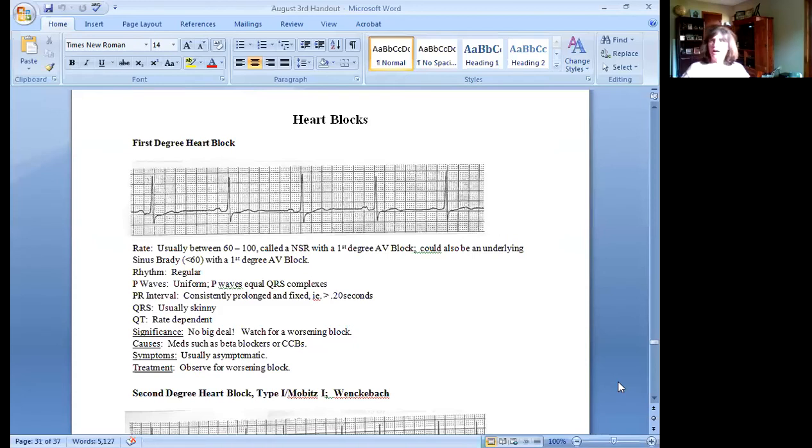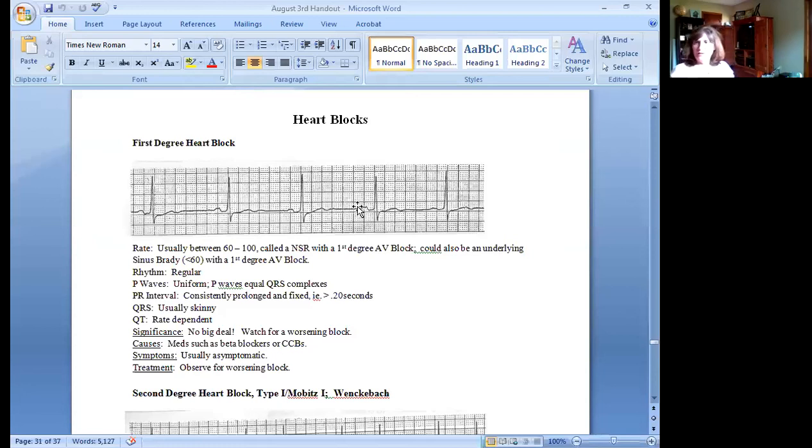First degree heart block. Look at this strip. It's a 6-second strip. My heart rate is 50. It's a very regular rhythm. I've got nice uniform P waves. But what? When I measure that PR interval from the beginning of the P wave to the beginning of the QRS, it's consistently long. It's 0.24, 0.24, 0.24, 0.24. It's first degree heart block.